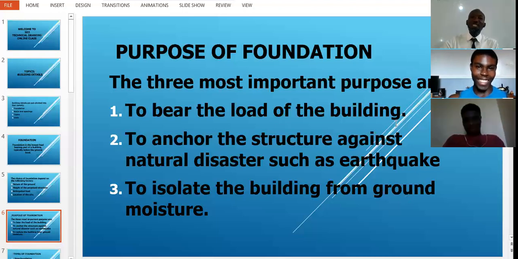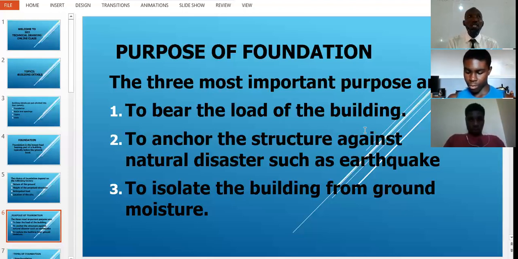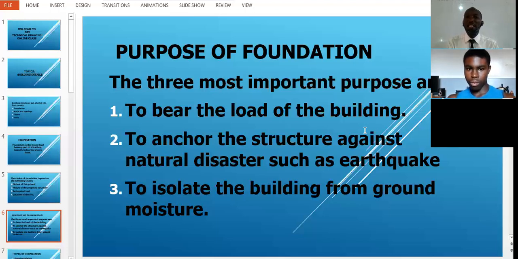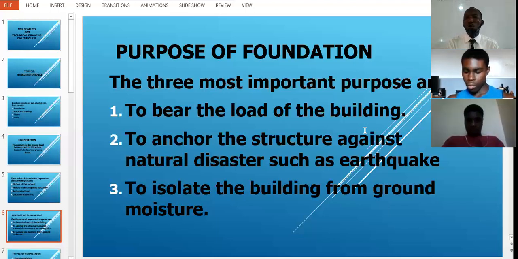All right. The three most important purposes are: one, to bear the load of the building. I've said this now. From the definition, we say it is the load-bearing part of the structure, and it is always below the ground level. So the first important purpose for a foundation is to bear the load of the building.